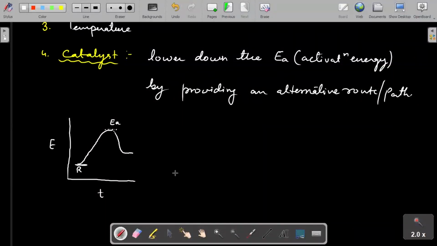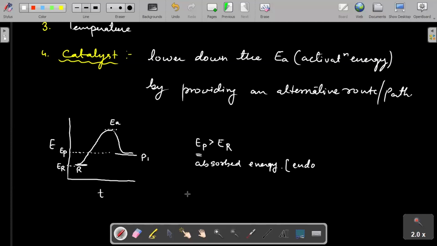So there is a possibility that the product may end here. Let me say product 1, case 1. Now in this case, if you see the difference in the energy level, this is EP, the energy of the product, and this is the energy of the reactant. The product energy EP is greater than the energy of the reactant. That means the product has absorbed energy. What type of reaction do we call it? We call it an endothermic reaction.